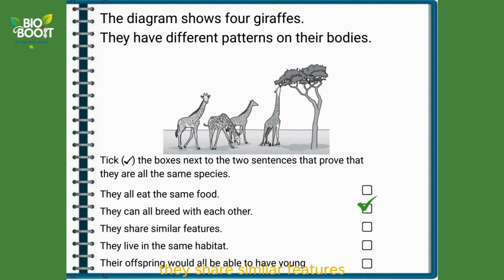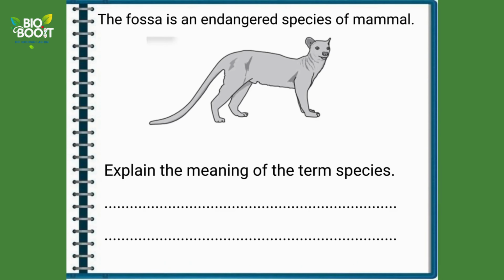They share similar features. This might suggest it, but it doesn't prove it. They live in the same habitat. Again, different species can share a habitat. Their offspring would all be able to have young. And this is the other crucial part. Fertile offspring. So this is also correct. The 2 correct answers are the ones that directly relate to our breeding definition.